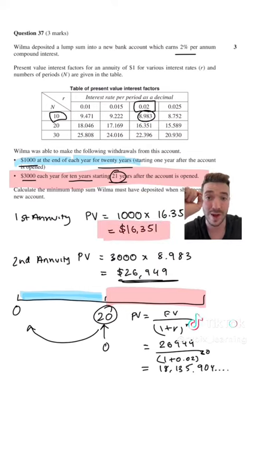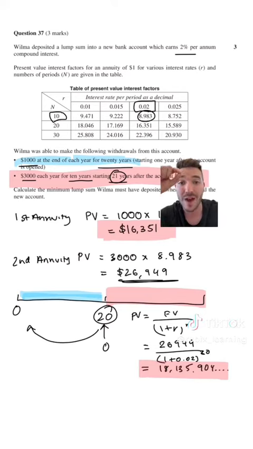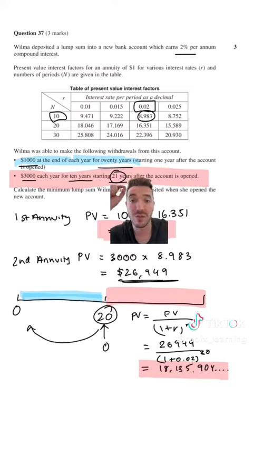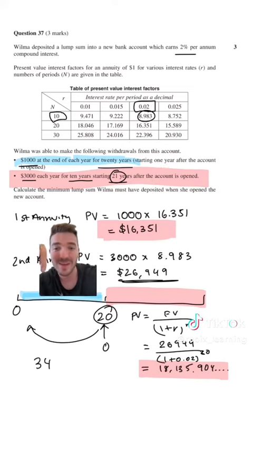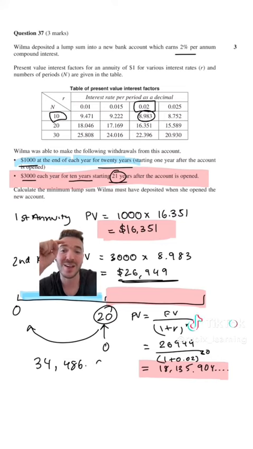All you need to do now is add the 16,000, the present value of the first annuity, and the 18,000, the present value of the second annuity, which gives you a final present value of 34,000. It should come up on the screen in a second: 34,486.94. Done. Let me know if that made sense.